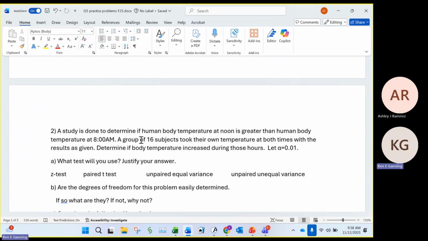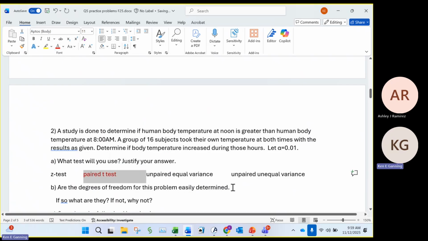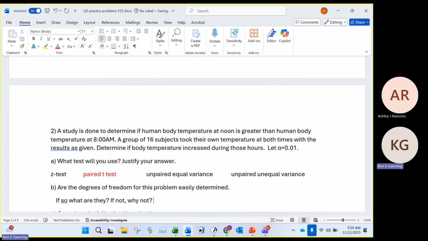No, 16 data points in each sample. Paired or unpaired? Paired, because it's the same person at noon as it is at 8. So really what we are doing is we are just going to analyze the differences, the amount of change between those times. Degrees of freedom easily determined to be 15. Number of pairs minus 1.